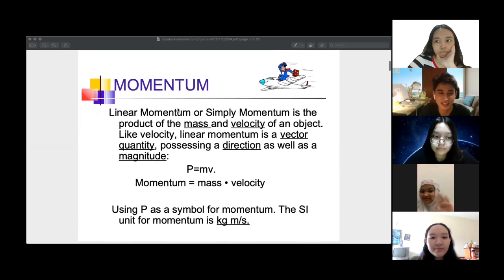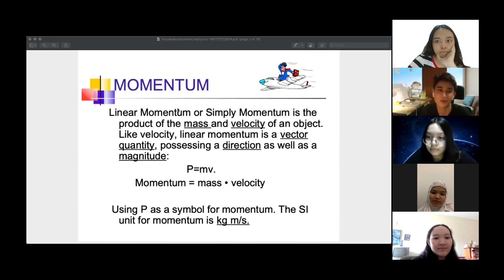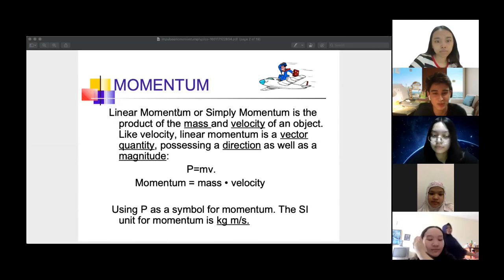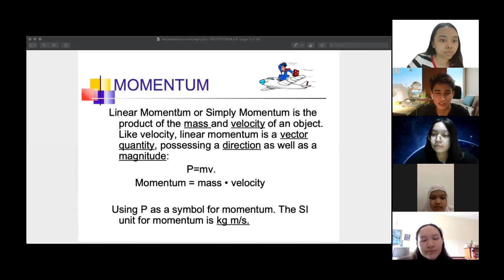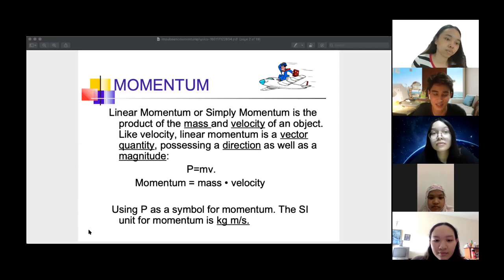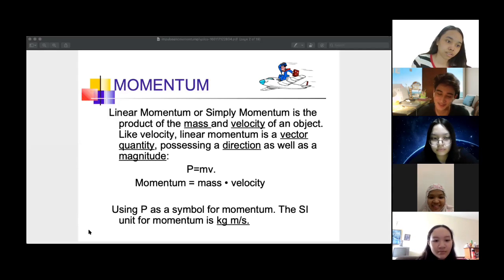The first thing I will explain is about momentum. Linear momentum, or simply momentum, is the product of the mass and velocity of an object. Like velocity, linear momentum is a vector quantity possessing direction as well as magnitude. The formula of momentum is momentum equals mass times velocity. Using P as a symbol for momentum, the SI unit for momentum is kilogram meter per second.